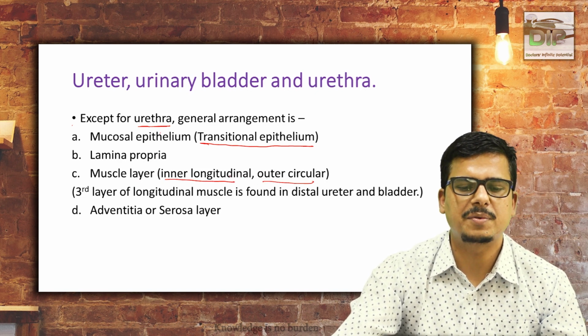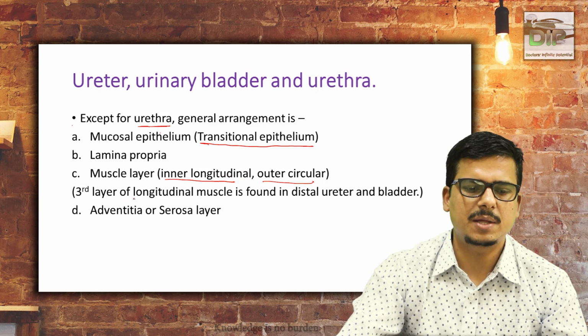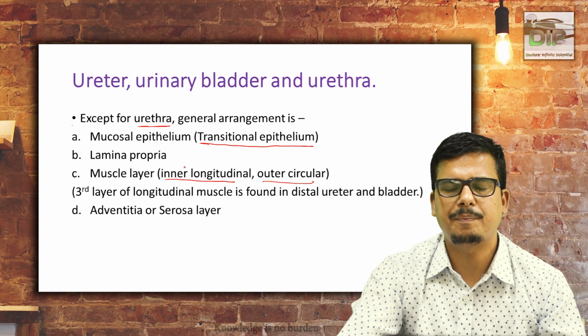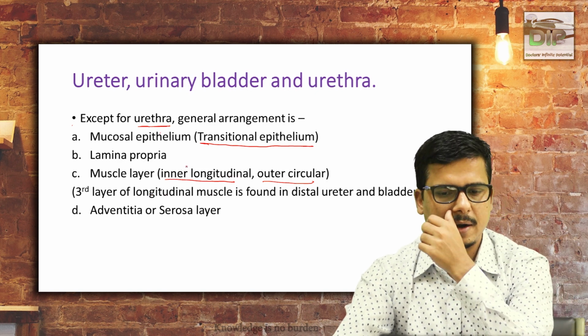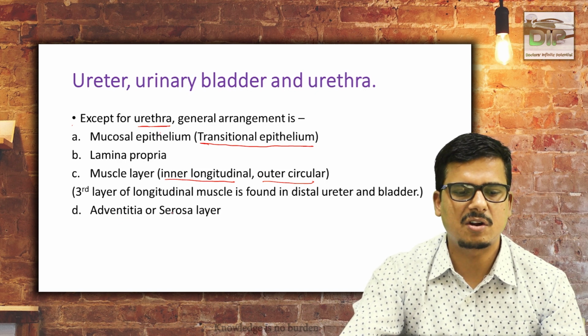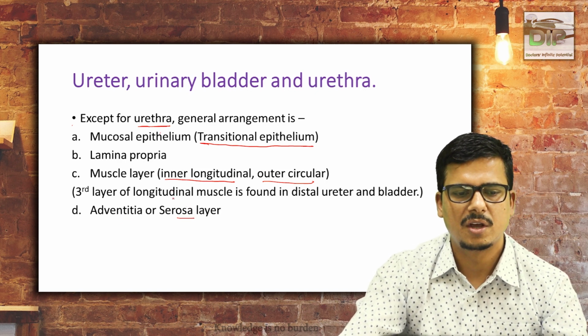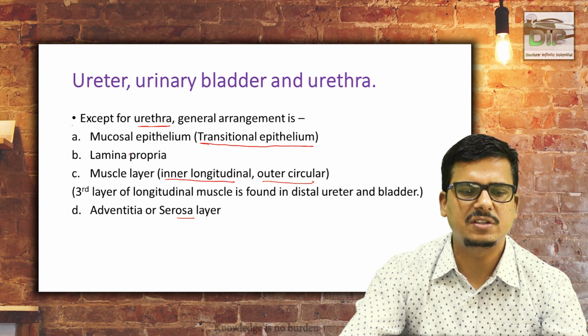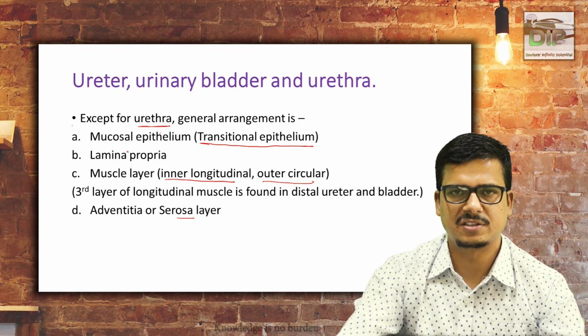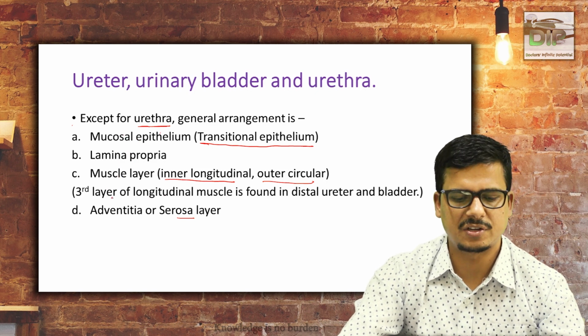So double layer muscles are found, but a third layer of longitudinal muscle is also found, mainly in the bladder and also in the part of the ureter which is attached to the bladder. The outermost covering is the connective tissue covering, that is the adventitial layer, also called the serosal layer. When we see the histological section, we are going to see these four layers from the inner side to the outer side.